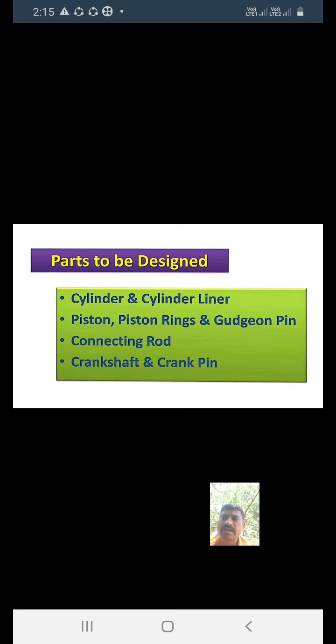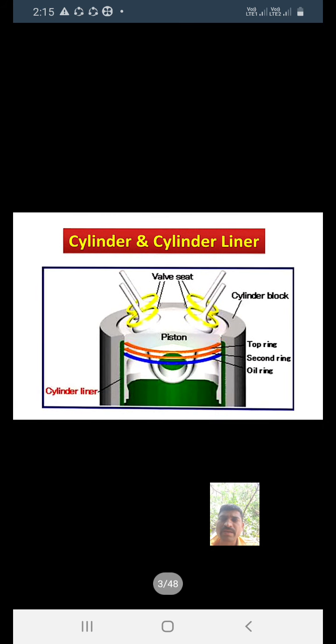You know the primary function of the cylinder is to contain the working fluid, or we can say the expanding gases, while its secondary function is to guide the piston. The cylinder and cylinder head guide the piston. This is the secondary function of the cylinder and cylinder head. We will discuss the different parameters with reference to the design of the cylinder and cylinder head.